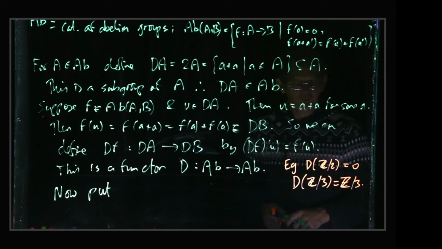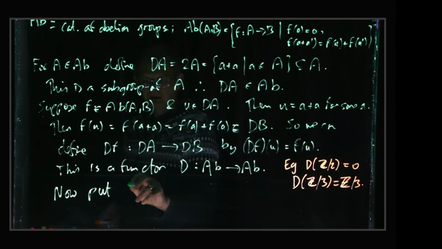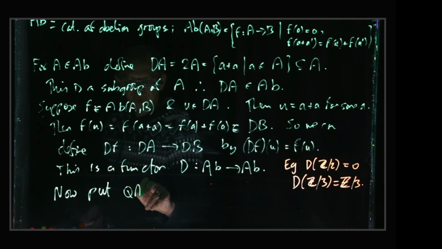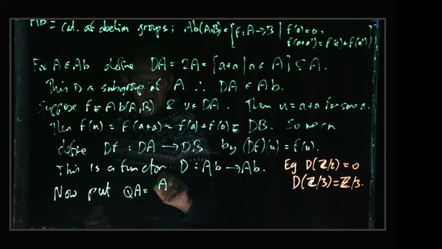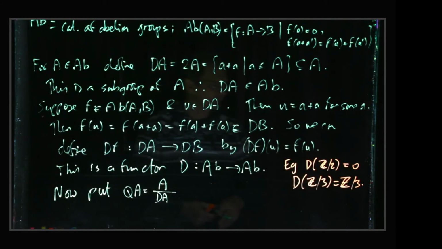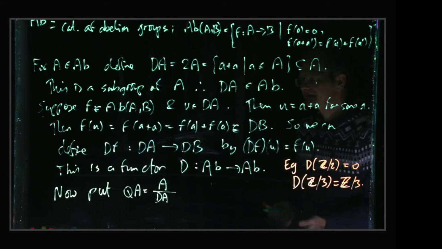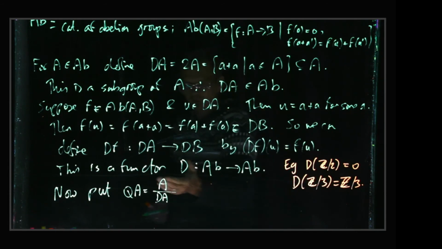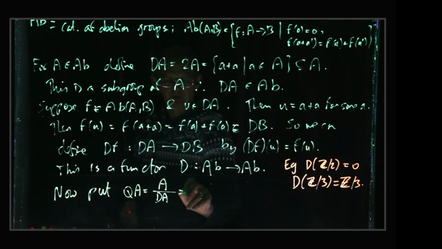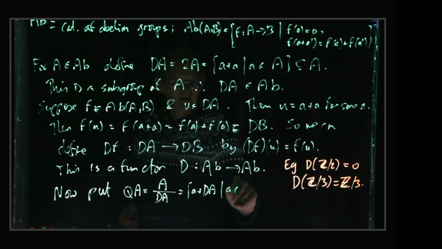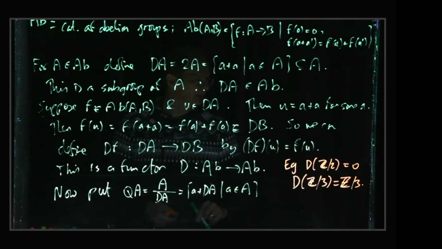And we can also define a related functor Q. So Q(A) is just going to be the quotient, A mod D(A). Remember, we're dealing with abelian groups here, so there's no issue about normality. All subgroups are normal, so you can always just take a quotient. So the elements of this are cosets, the set of cosets a plus D(A), a lying in A.